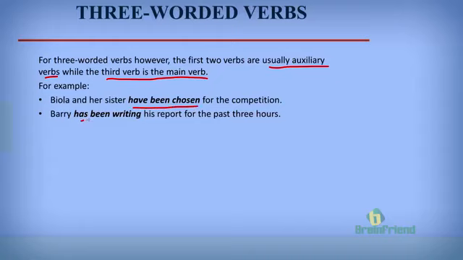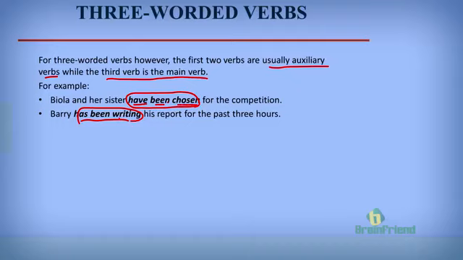Barry has been writing his report for the past 3 hours. Now notice that these two verbs here are three-worded verbs. And the first verb, have, is an auxiliary verb. The next one, being, is also an auxiliary verb. And the last verb, chosen, is a main verb.